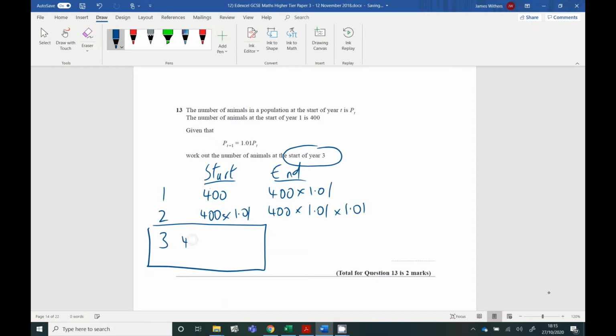So our answer is going to be 400 times 1.01 times 1.01. So that's 400 multiplied by 1.01 squared. So 400 times 1.01 squared equals 408.04. But clearly we're being asked for the number of animals, so we have to have a whole number of animals. So that's going to be an answer of 408.